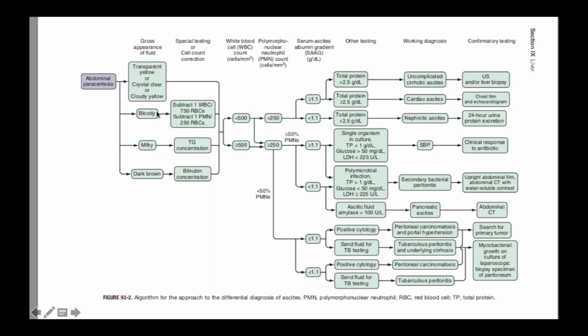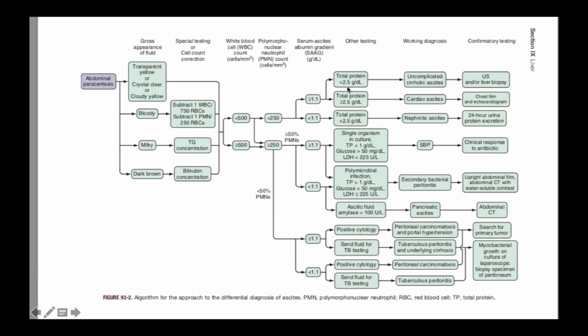Color you have to see, whether it is bloody, milky, dark brown, transparent, clear, cloudy yellow. You have to always see the WBC count and polymorphonuclear count. Leukocyte count is the most important. More than 250 most of the time indicates an infection, and less than 250 usually not. So whenever it is less than 250 with high SAAG and total protein is low, then it is a cirrhotic ascites.